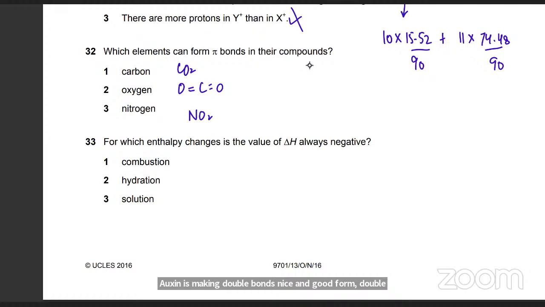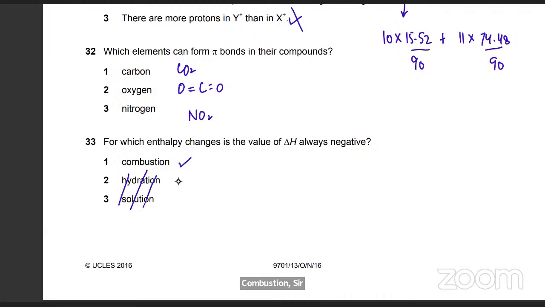For which enthalpy changes is the value of delta H always negative? Combustion, sir. It's always negative. These two are no longer in AS. Forget those.